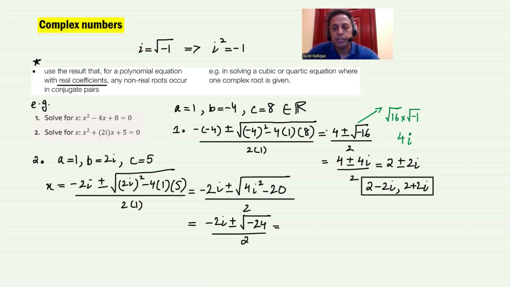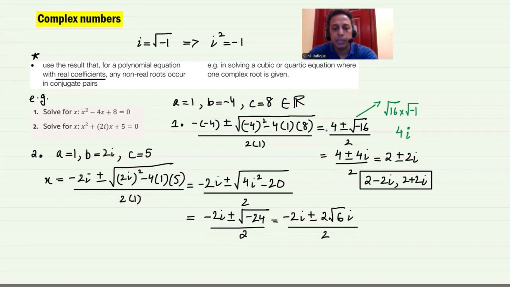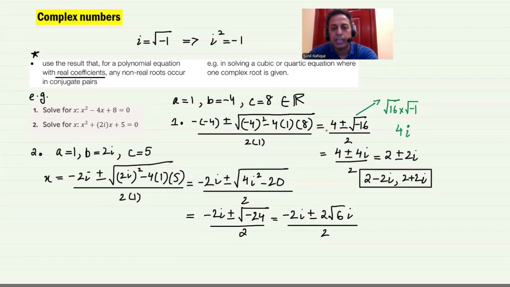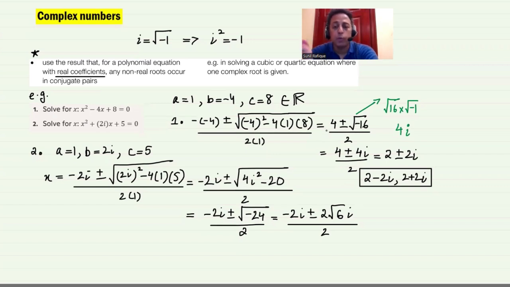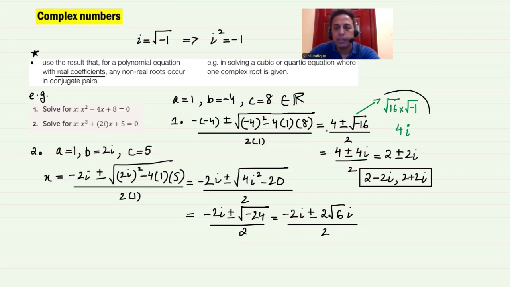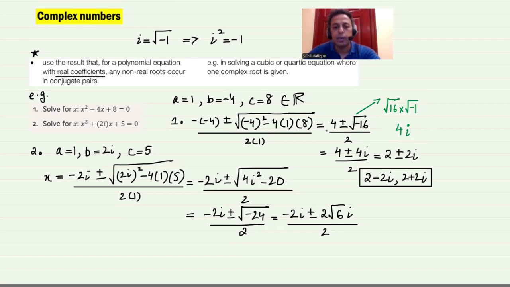How do you simplify this? Let's try and simplify this. It's going to be plus minus, so 24 is like 6 times 4. So I can write 2 root 6 iota, divided by 2. You can try and see how I got this. Root 24 in simplified form can be written as 2 root 6, and the square root of negative 1, just like I did over here, you can see that its value becomes iota.